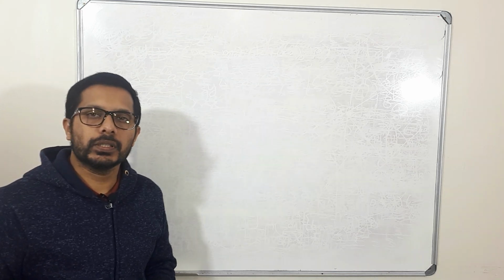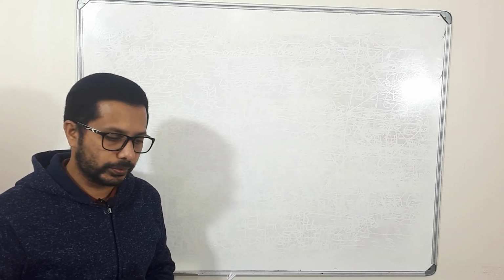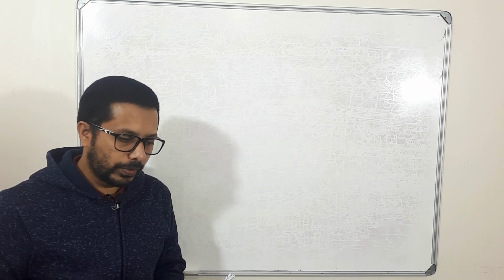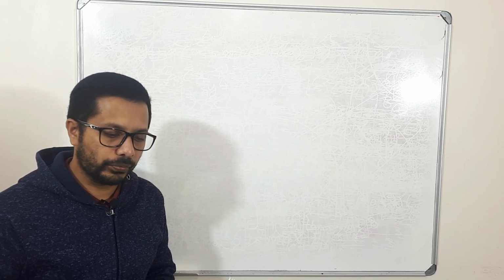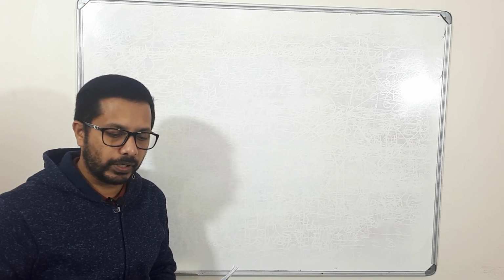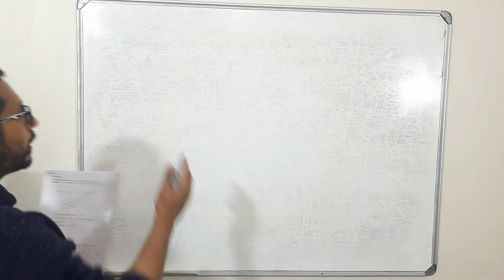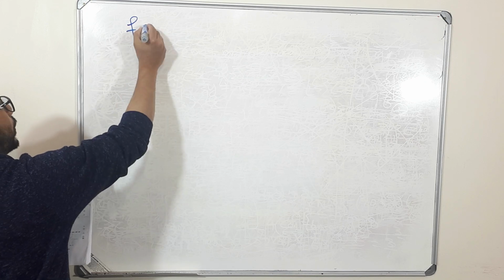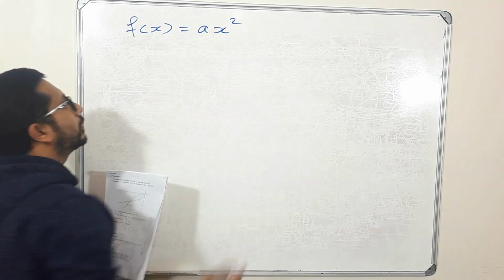Let's start with the November 2018 question number 4. Okay. So what is question number 4? In the diagram below, the graph of f of x is equal to ax squared is drawn in the interval x less than or equal to 0. So there is a graph f of x is equal to ax squared.